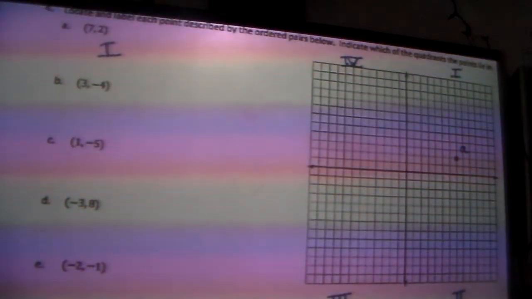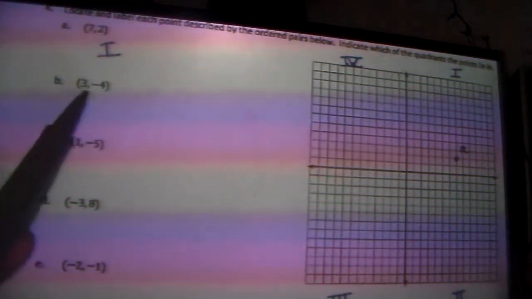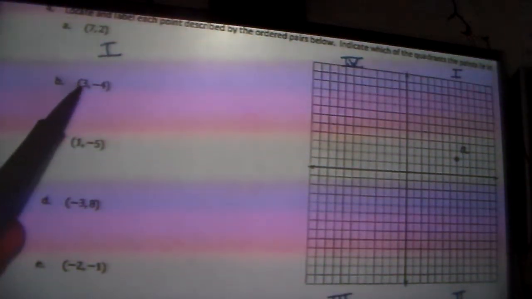So go ahead and make sure you've got those same things done for this first one, and now pause and try to get the other ones done on your own. All right, hopefully you're done. Let's go through these really fast. This first one, point B, it says (3, -4). That tells me right 3, down 4. So I go 1, 2, 3 to the right, down 1, 2, 3, and 4. So there is point B. Obviously, it's in quadrant 2.